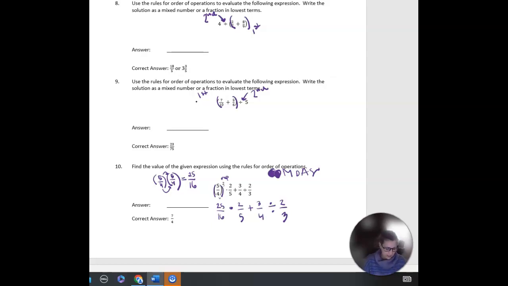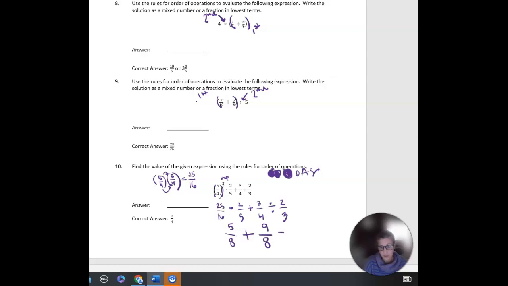Okay, 25/16 times 2/5. Oh my, I didn't mean to do that. Delete. This is going to give me 5/8. Okay, I've done my multiplication. I do have some division, so let's do that next. We're going to do 3/4 divided by 2/3, and that is going to be 9/8. Oh, look at that.